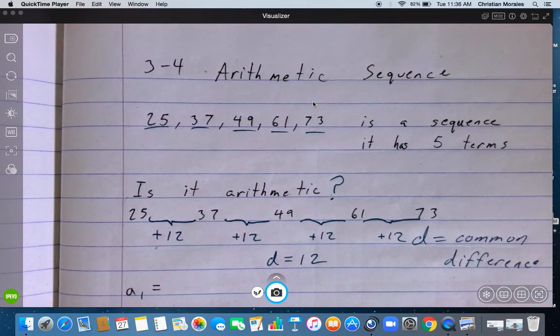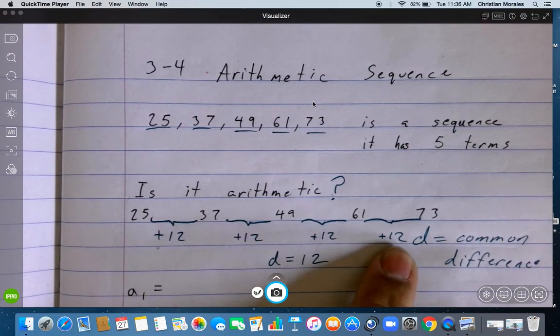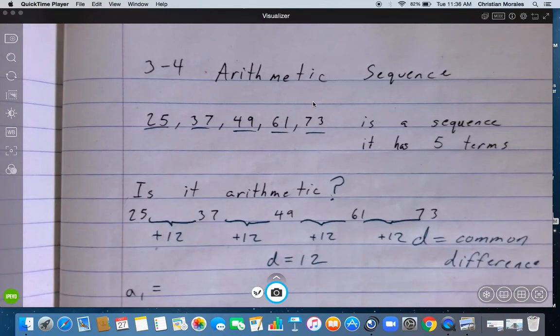And this is arithmetic. They have to have the same difference between the numbers. If one of them is different, like if this was 13 and went to 74, it's not arithmetic anymore.